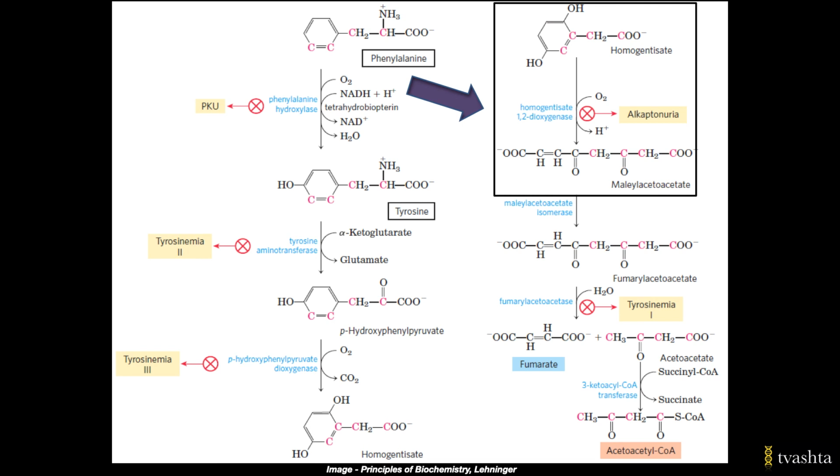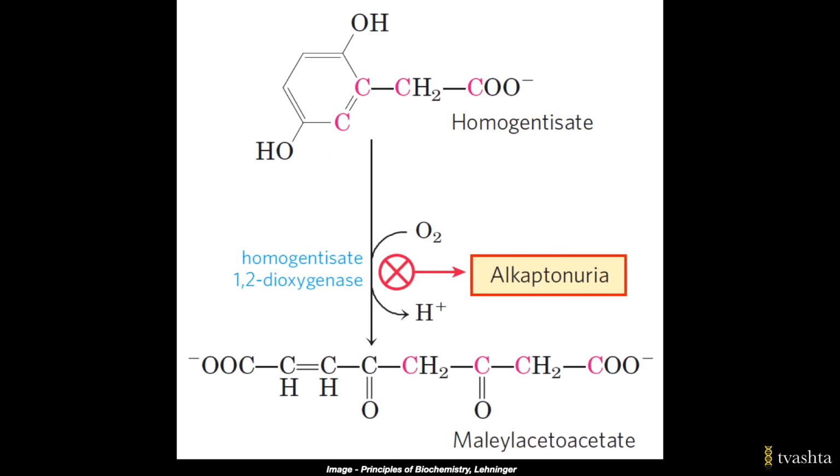Another important inheritable disease of phenylalanine catabolism is Alkaptonuria. In Alkaptonuria, the defective enzyme is homogentisate dioxygenase. It is less serious than phenylketonuria as it produces fewer ill effects, but large amounts of homogentisate are excreted, and oxidation of this homogentisate turns the urine black.